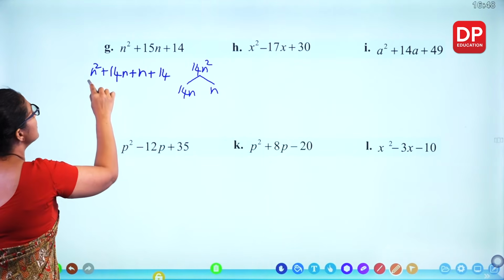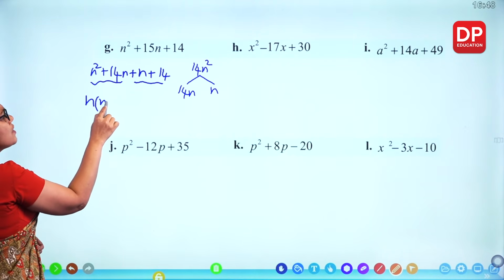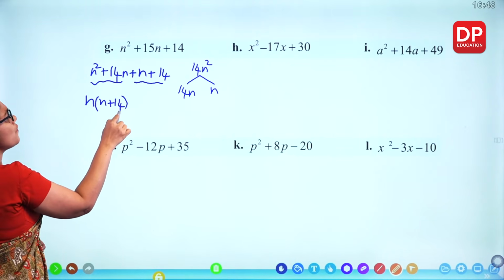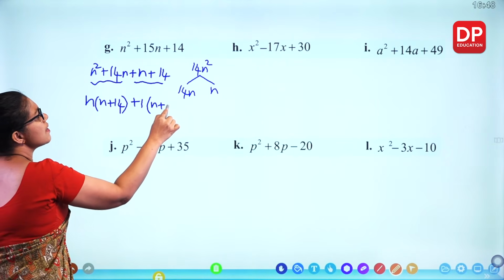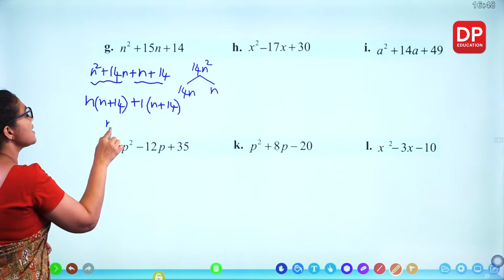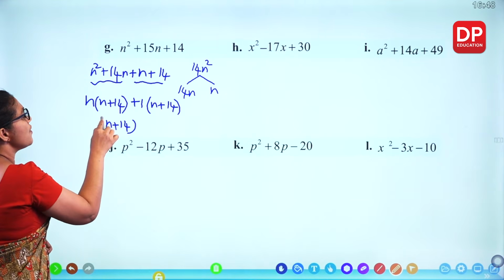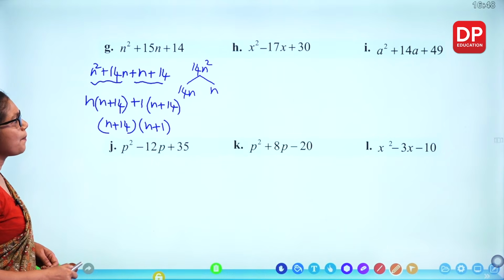Now take two terms separately. You can take n out, remaining part is n plus 14. And you can take 1 out, n plus 14. Now, n plus 14 is common, take it out, and the remaining part is n plus 1.